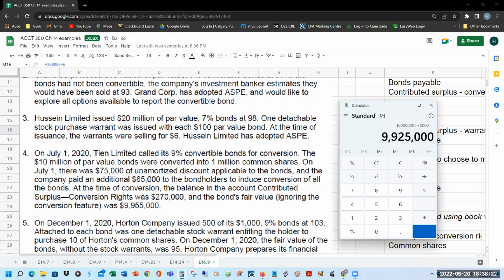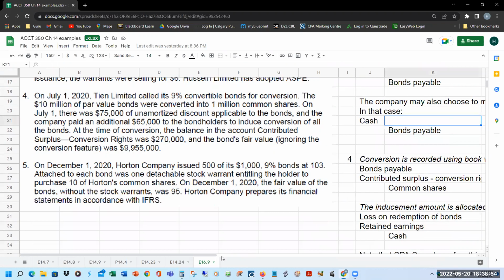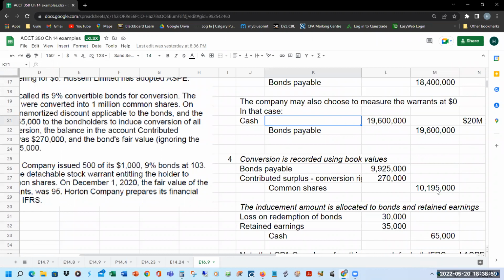You're going to debit the bonds, because the bonds are getting converted, so there will no longer be any bonds remaining. So you debit the bonds for $9,925,000. And also, because the bonds are getting converted, the contributed surplus is no longer needed as well, so you're going to debit that. Remember, it was originally recorded as part of shareholders' equity. So debit the bonds, debit the contributed surplus, and the entire total of the two gets credited to common shares. Recall, we had issued a total of 1 million common shares. The $10,195,000 is the dollar amount that gets recorded to the common shares account. This is called conversion at book value. Anytime a convertible security gets converted, it is recorded at book value.